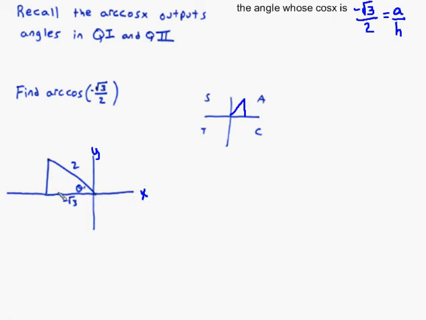So I drew this reference triangle in quadrant 2. And I had to label it so that the adjacent over the hypotenuse came out to be this ratio. So here's my reference angle, theta prime. I labeled the side adjacent negative radical 3, and I labeled the hypotenuse 2. So this is the angle whose cosine is negative square root of 3 over 2. I just need to find its angle.